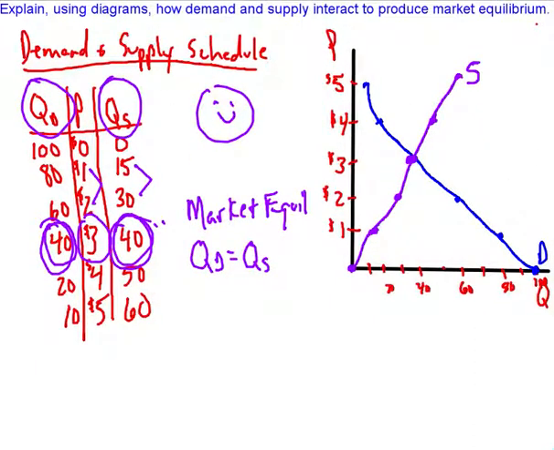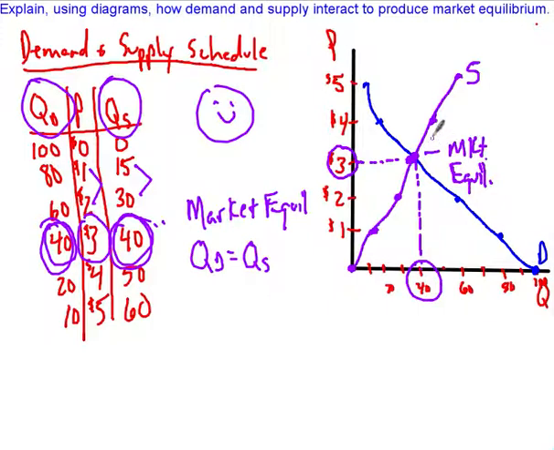This is the first slide that we were on. And so this is called the equilibrium. This is market equilibrium. And so from there, wherever these two lines intersect, we can come across to the y-axis where the price is, and that'll show us the equilibrium price. And we can come straight down, and that'll show us the equilibrium quantity.